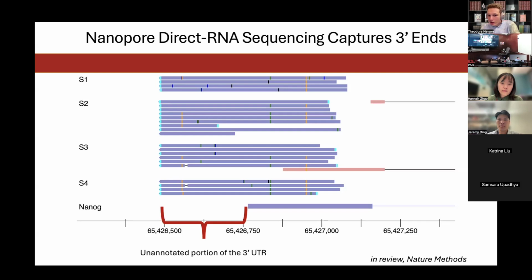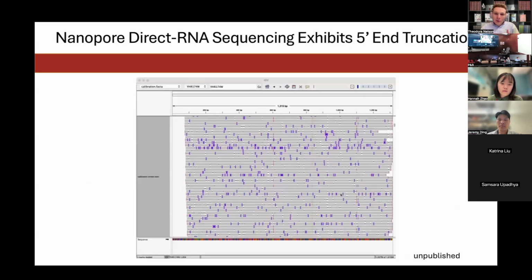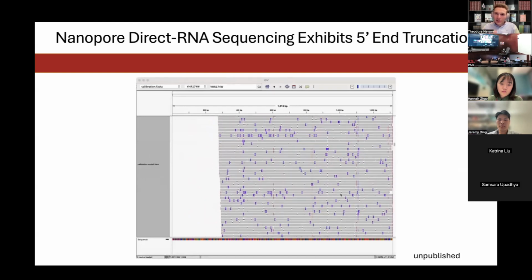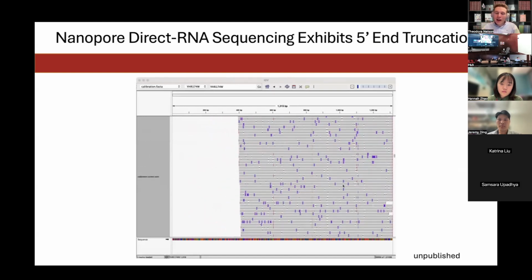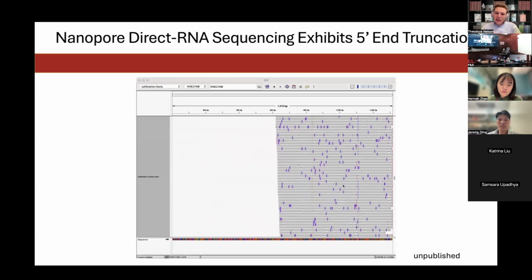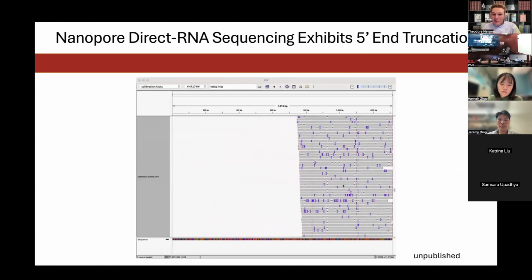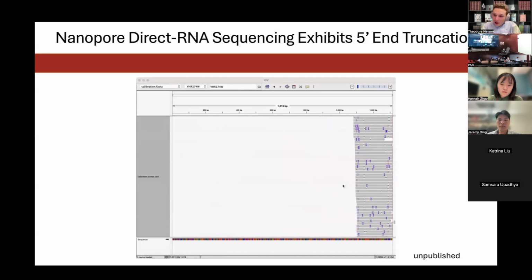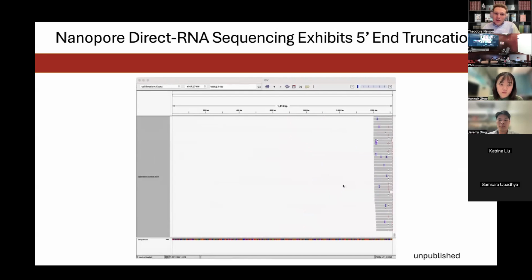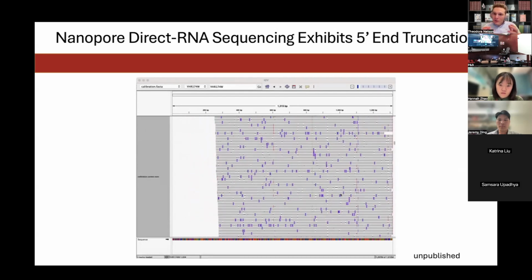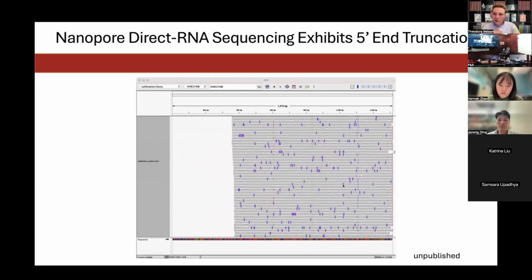But as you can see, if you look over to the right, there's a more variable 5' end. This is because nanopore direct RNA sequencing exhibits 5' end truncation. So what you're looking at right here is an animated GIF that repeats on loop, which demonstrates the RNA calibration strand. The RNA calibration strand is a 1,315 base pair piece from the yeast enolase 2 protein coding region.